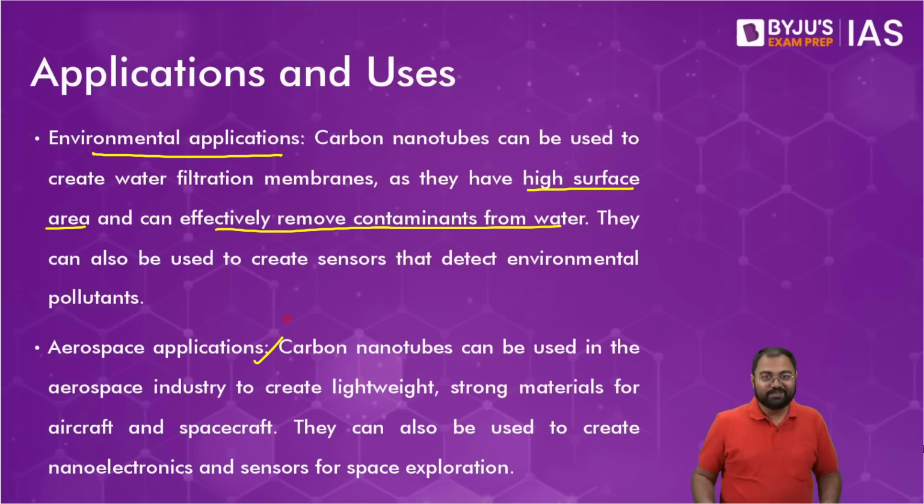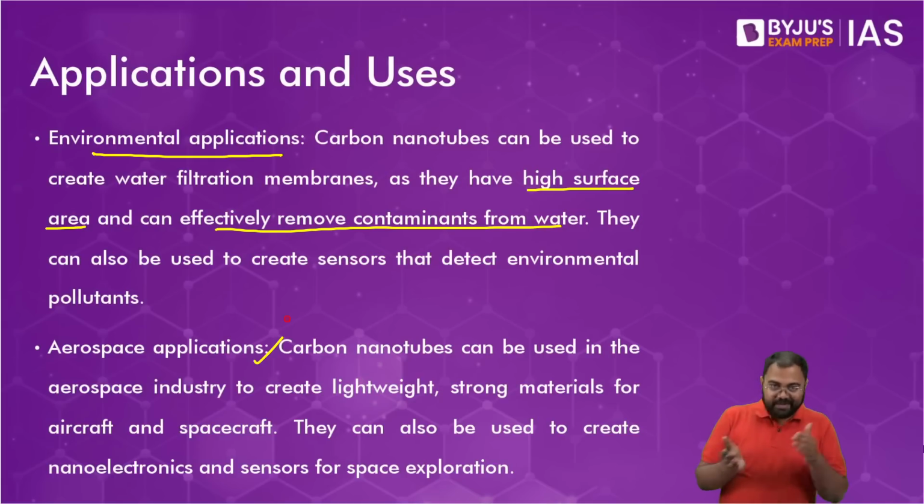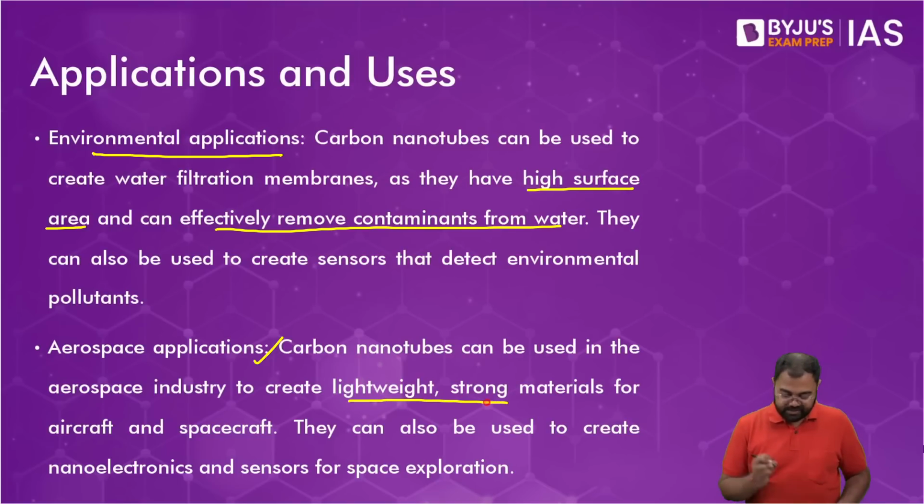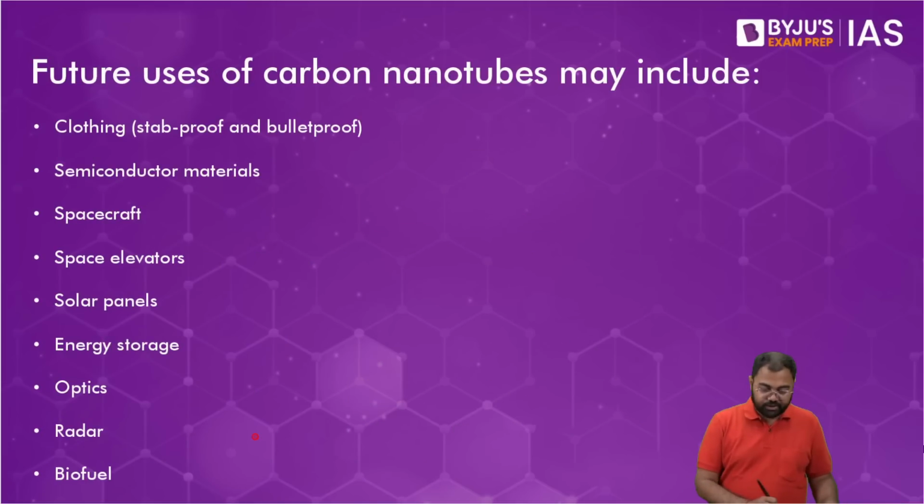Now, why aerospace applications? Again, lightweight and strong. So that's why they can be used to replace all the metals, etc., that we use in making these launch vehicles. And carbon nanotubes can actually be very, very important there. So that's why they can be used, because of their lightweight and strength. They can be used in making aircraft and spacecrafts. So in all these cases, we see that they can become very, very useful.